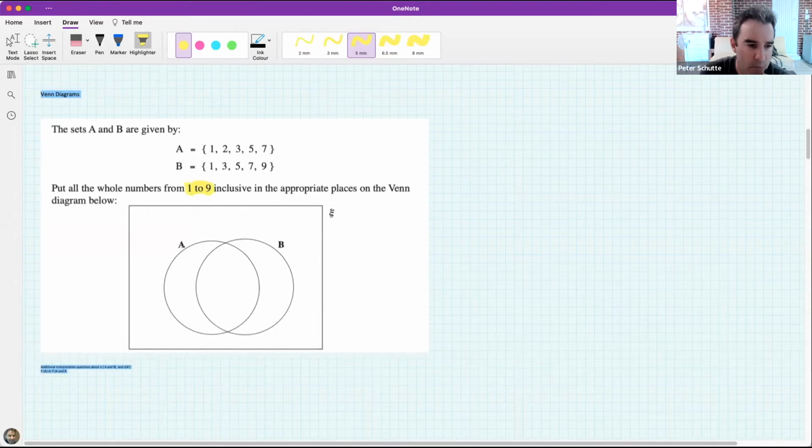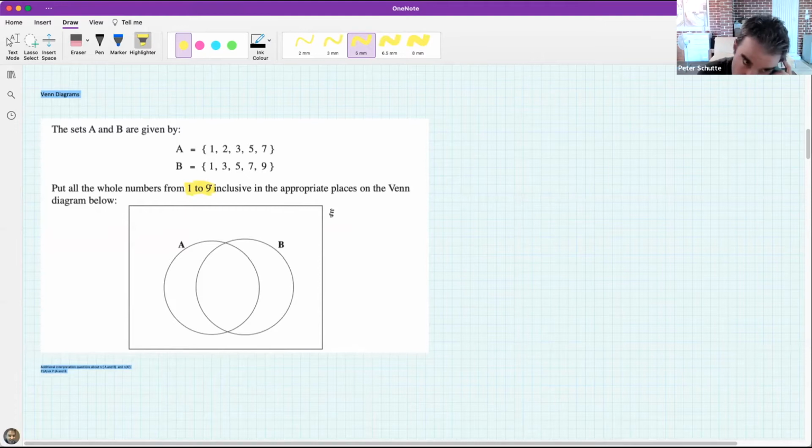And within our sample space, which is represented by the rectangular diagram, we have two events inside that. We have the event of A, which has the numbers 1, 2, 3, 5, 7, and the event B.